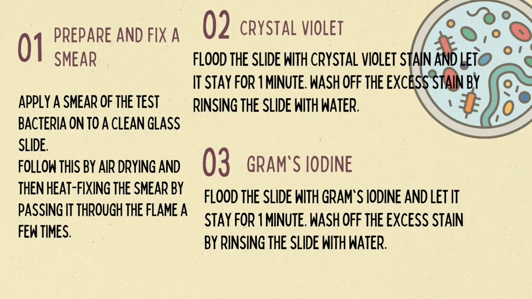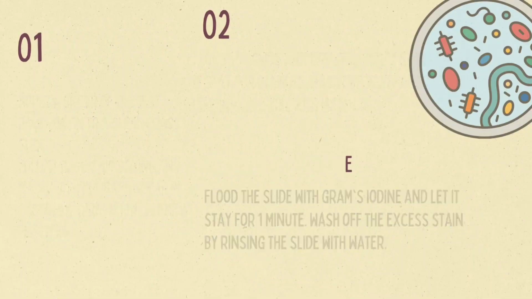Step number 2 begins with flooding the slide with crystal violet stain and letting it stay for 1 minute. The excess stain is washed off by rinsing the slide with water. In the next step, gram's iodine is used to flood the slide. Gram's iodine is allowed to stay on the slide for 1 minute. Excess stain is washed off by rinsing the slide with water again.